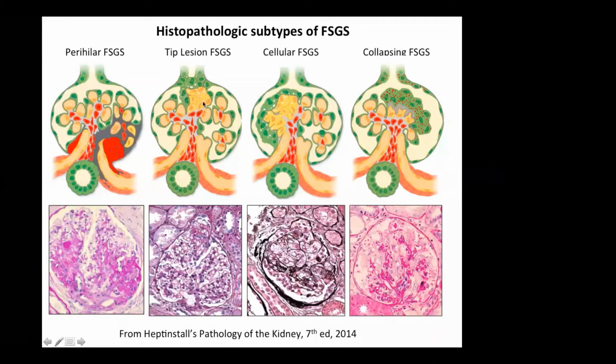tip lesion is the one with the best prognosis. هذا tip lesion it behaves almost like minimal change. It can be reversible. It's يعني it's the one with the best prognosis. الواحد with the worst prognosis هو collapsing FSGS.